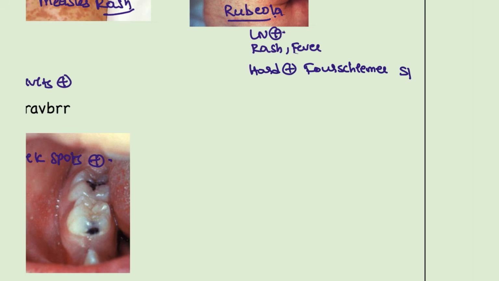Koplik spots will be seen in patients with the rubeola virus. But rubeola can be more dangerous in pregnancy, especially in the first trimester. It can cause congenital defects, the most severe types of congenital defects.